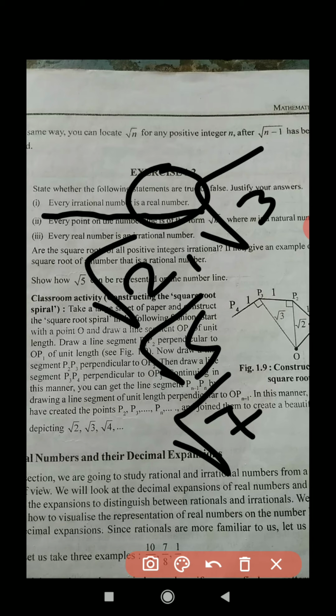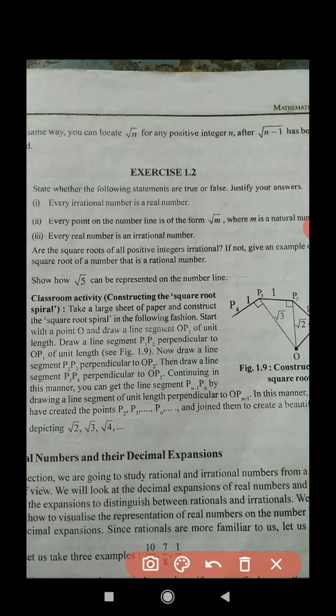So the first one answer is true. All the irrational numbers are called real numbers only. All the natural numbers are called real numbers only. All the whole numbers or all the integers or all the rational numbers are called real numbers only. All the numbers are called real numbers. So the answer is true.